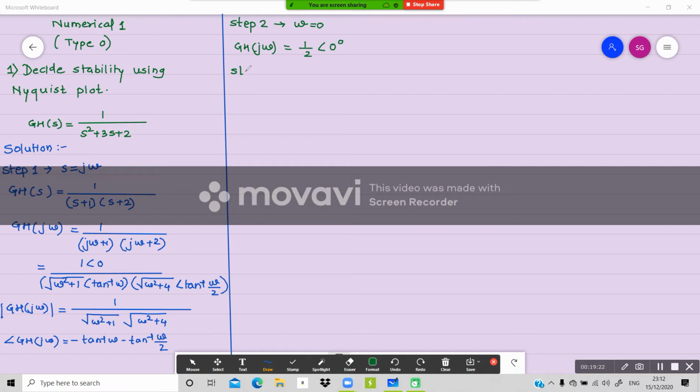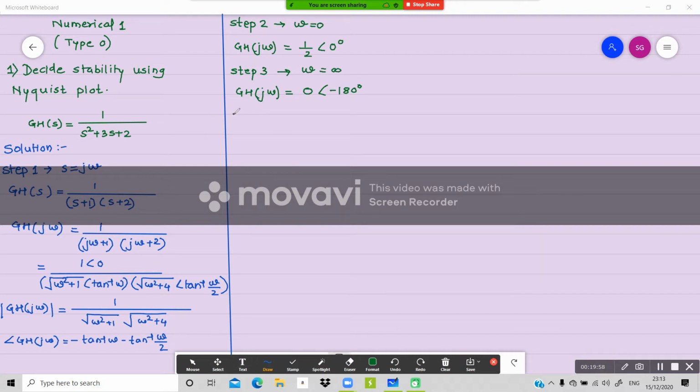Step number 3. When ω is infinite, you are going to have GH(jω) equal to, just look over here, when this will be infinite, the denominator magnitude will be 0, tan inverse of infinity is 90, tan inverse of infinity is 90, so minus 90 minus 90, minus 180 degrees. So we got the values for ω equal to 0 and ω equal to infinity.